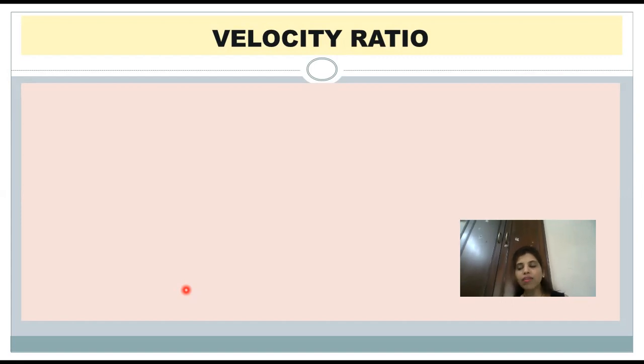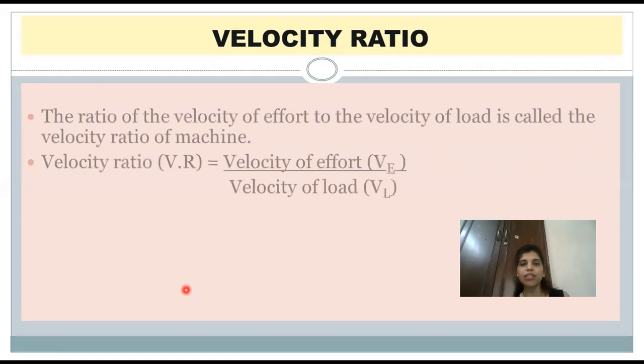Don't you think that whenever you are lifting the water in the upward direction, that is, lifting it from the well, it is moving, it is getting displaced? When it is getting displaced, the force you are applying on the rope is also undergoing displacement. So both are getting displaced. That displacement undergone by both the load and the effort is known as velocity ratio. So let's see the definition.